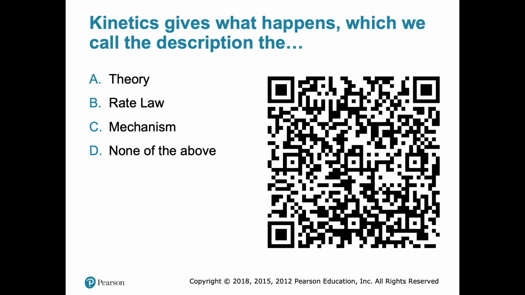So again, most of you got that one right. I am very appreciative. The answer is in fact B. I just said right before the question, the rate law tells you what happens. The question was, in kinetics, what happens, which is called the what? It's called the rate law. It's not the theory, it's not the mechanism, but it's the rate law, okay? So that might be a definition that you see on a multiple choice question on an exam.